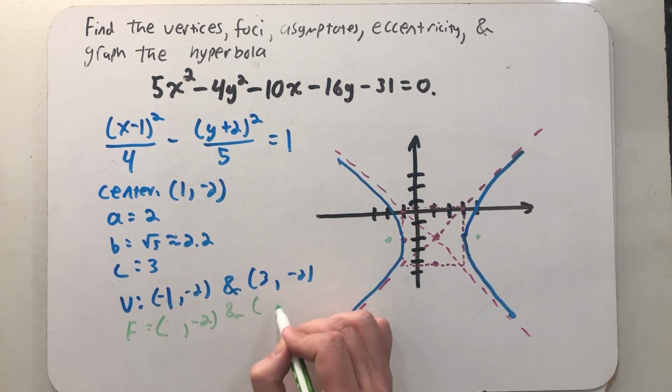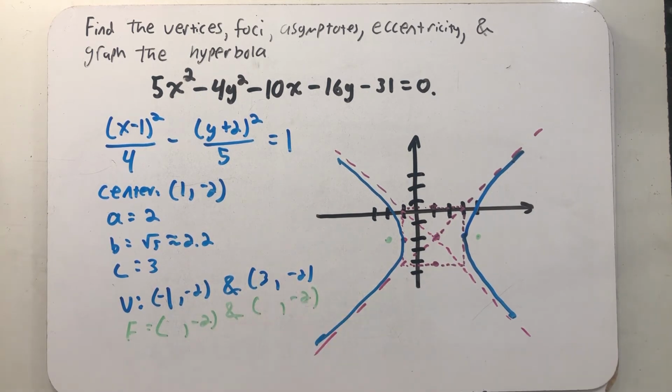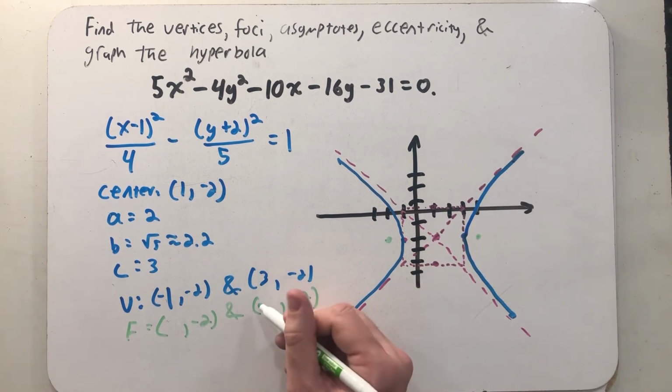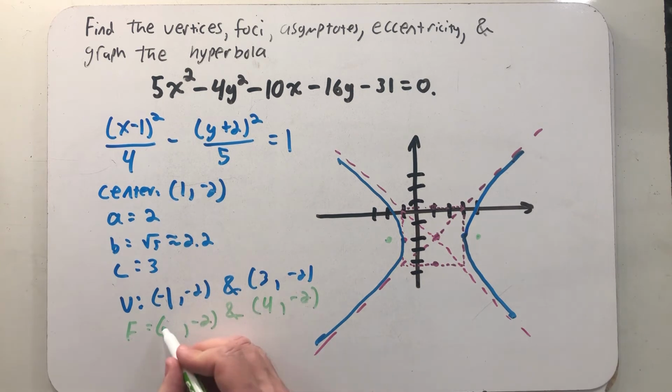And again, those are on the transverse axis, so they have a y value of -2. And now I am adding and subtracting that 3, so that one's over at 4. And then there's the focus over there at -2.